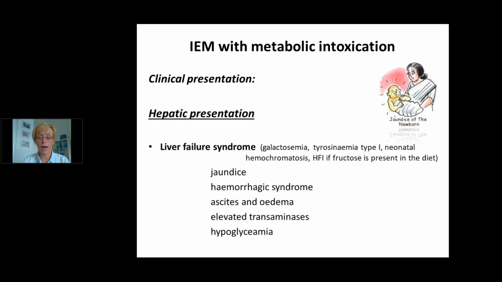We shouldn't forget about hepatic presentation, which is also possible, with the whole symptoms related to liver failure syndrome, which are especially typical for galactosemia or tyrosinemia type 1. Especially neonates affected by galactosemia can show in the very first days of their lives a liver failure presentation with severe jaundice, hemorrhagic syndrome, ascites and edema, elevated transaminases, and hypoglycemia. So in all newborns with severe pathological jaundice, inborn errors of metabolism should be considered.